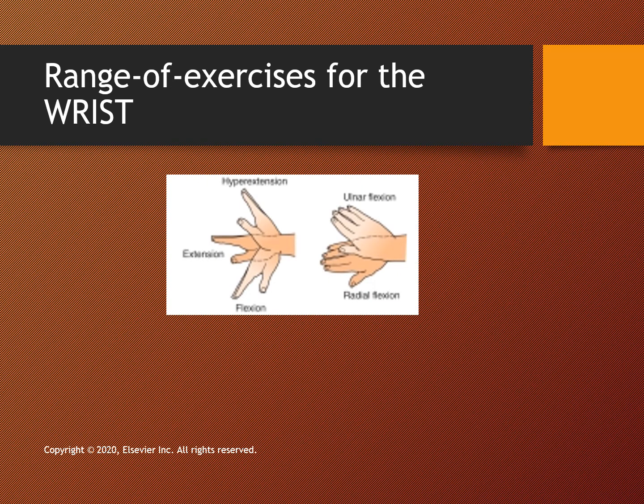With the hand and wrist exercises, you go hyperextension up. Extension is flat, straight out. And then flexion is going down. Your ulnar flexion, you go sideways. And the radial, you go towards the body.